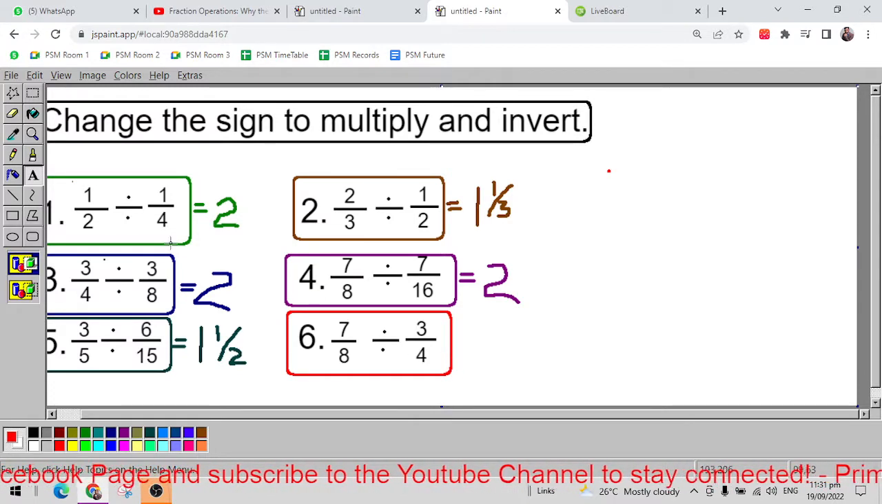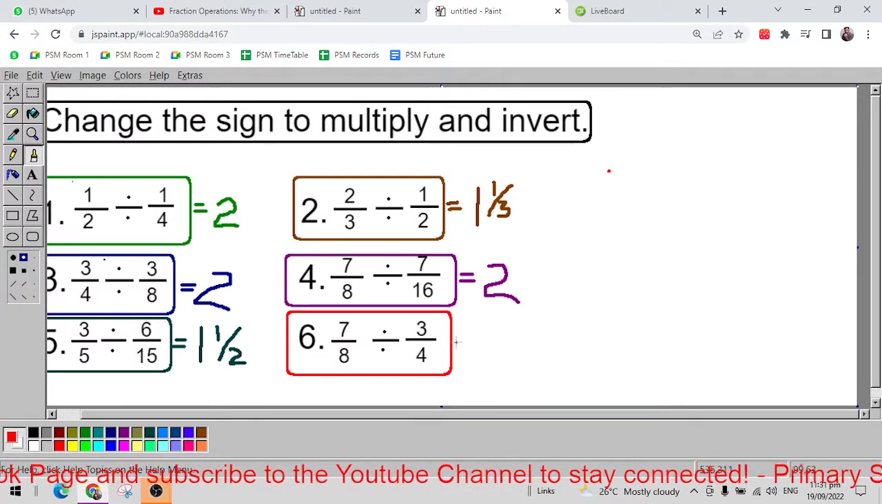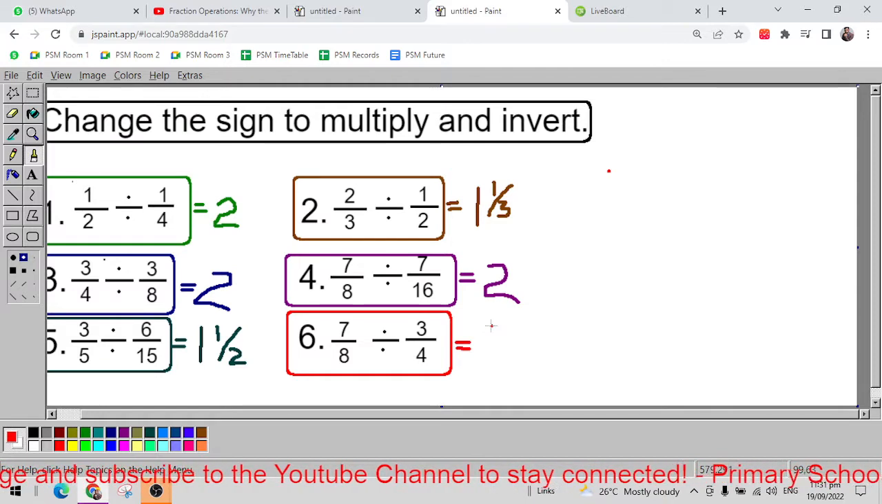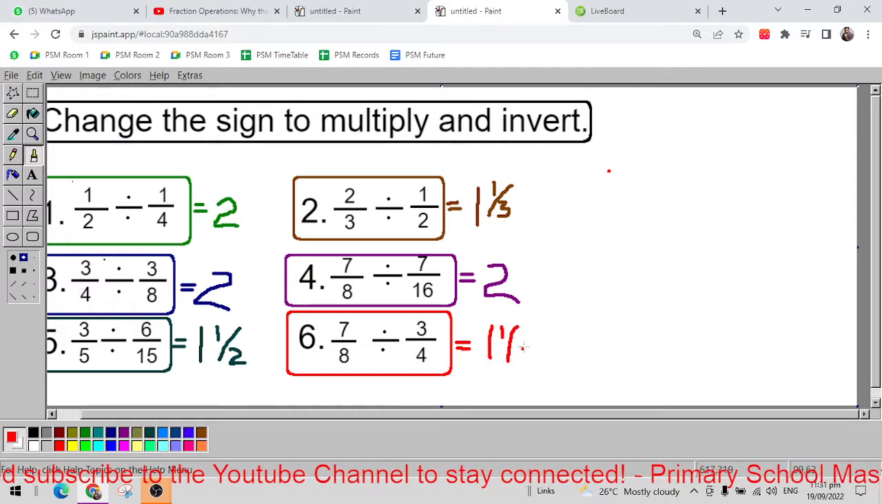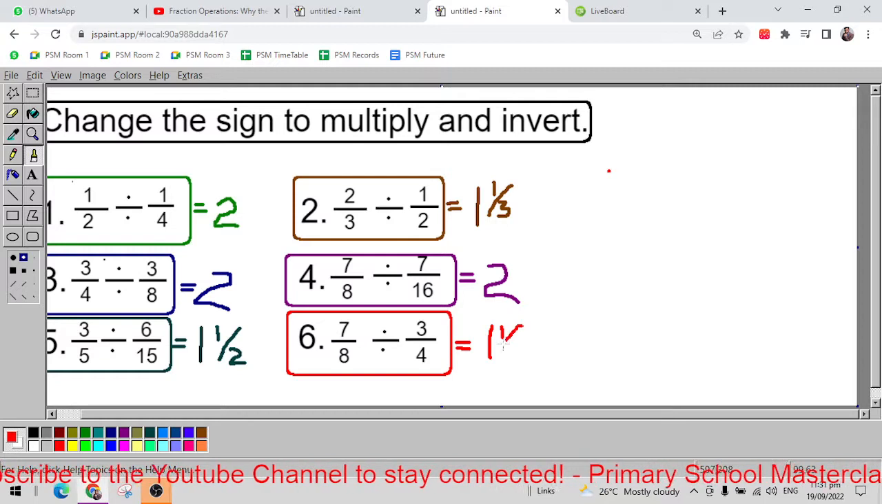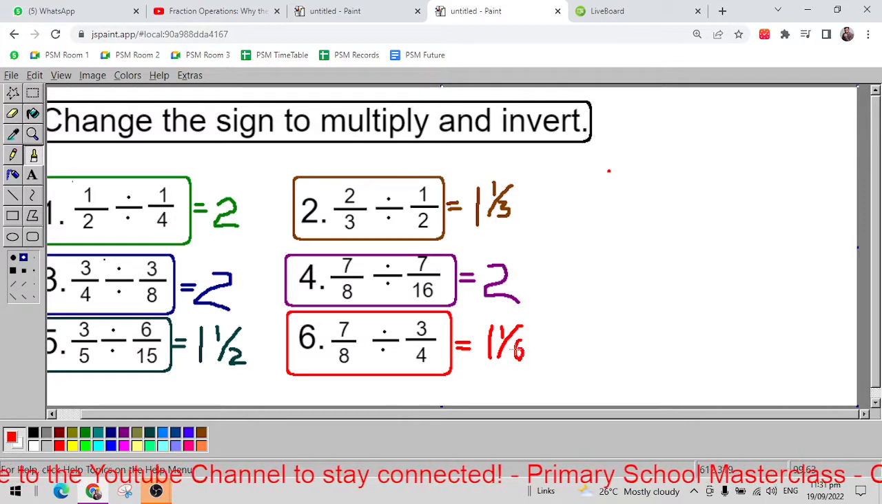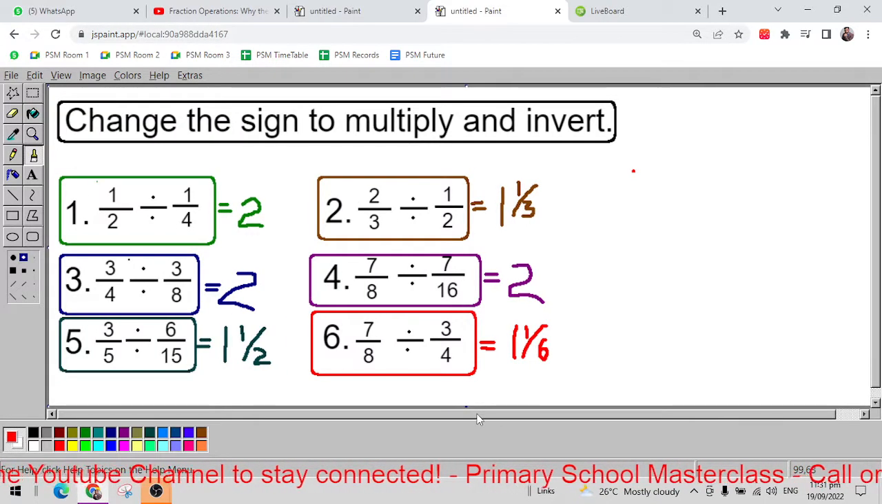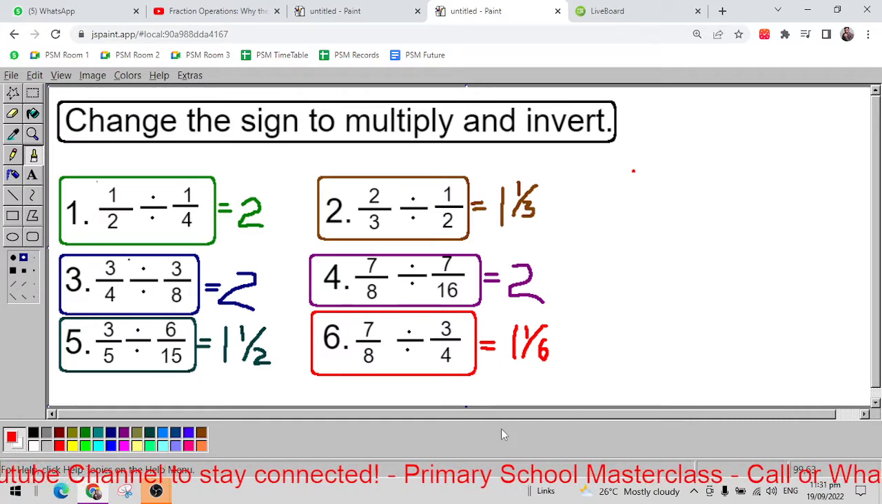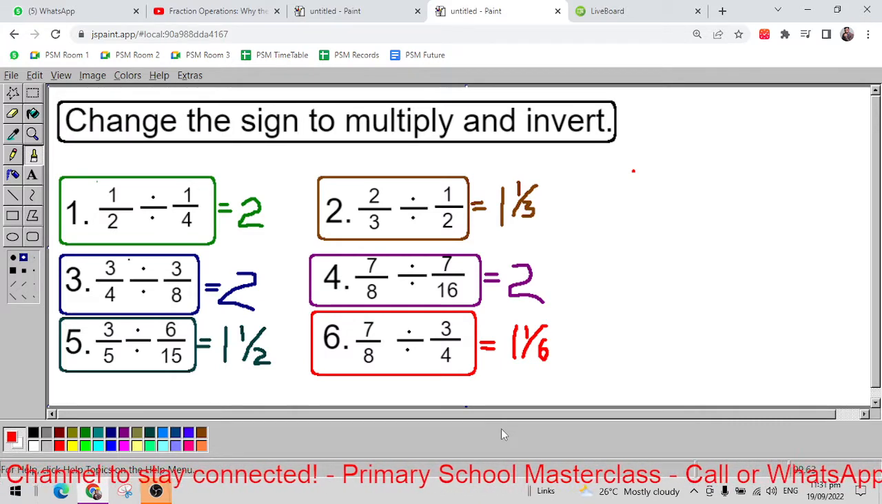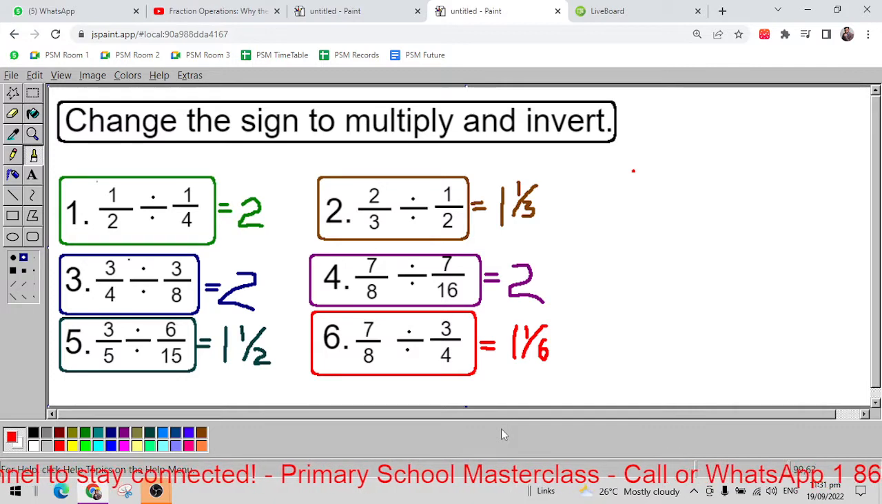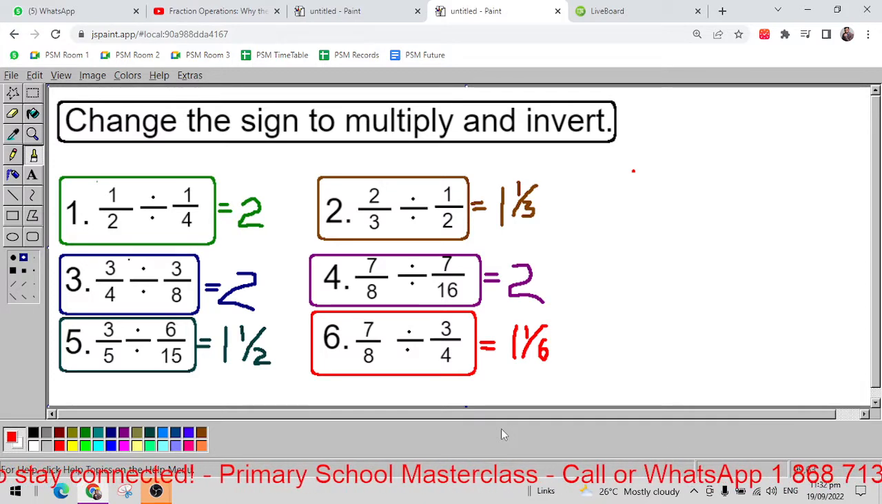All right. 1 1/6. Oops, let me write it a little bit better, because neatness counts. Okay, cool. And this was a little exercise, a short video. Try to make it as short as possible for changing the sign to multiply and invert.